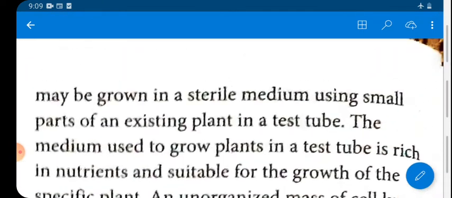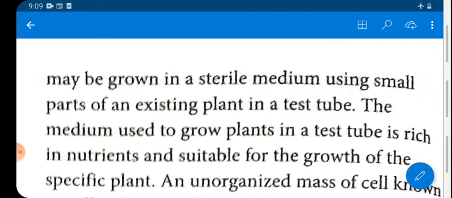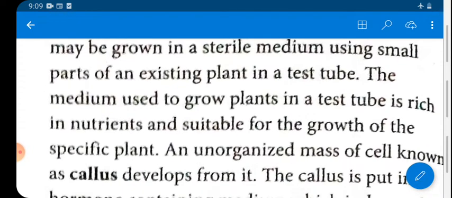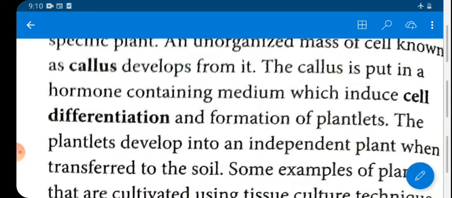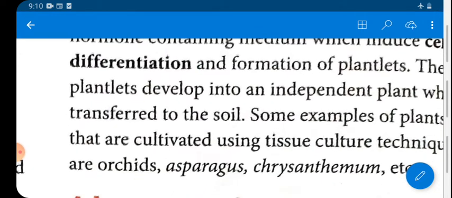What we do, we just take a part of plant, a few part of plant and put it in the test tube. Test tube has medium which is full of nutrients and suitable for growth of plant. After some time callus is developed from it and the callus is put in a hormone containing medium, then cell differentiation takes place here and plantlets grow. Okay, and when these plantlets grow into the soil, it becomes new independent plant. So this is how tissue culture takes place.